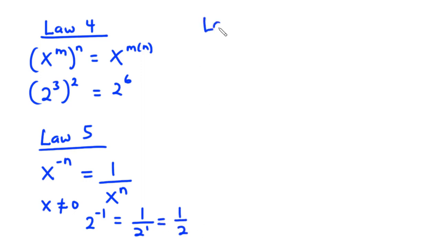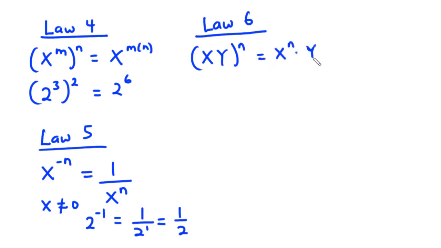Now for law 6, if you have xy exponent n, then this is equal to x exponent n times y exponent n. So if you have 2 times 3 all exponent 2, then this is equal to 2 exponent 2 times 3 exponent 2.